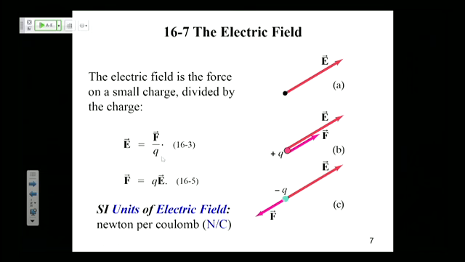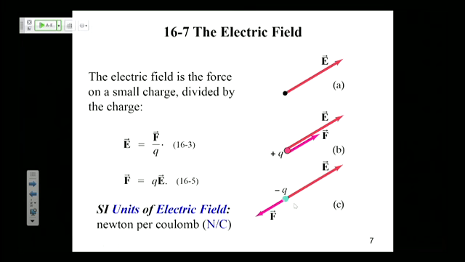You can write this equation in another form. Force equals qE. So once you know the charge and you know the electric field at the location of the charge, you will be able to calculate the force. As you can see in figure B, if the charge is positive, then the field and the force are parallel. They have the same direction.